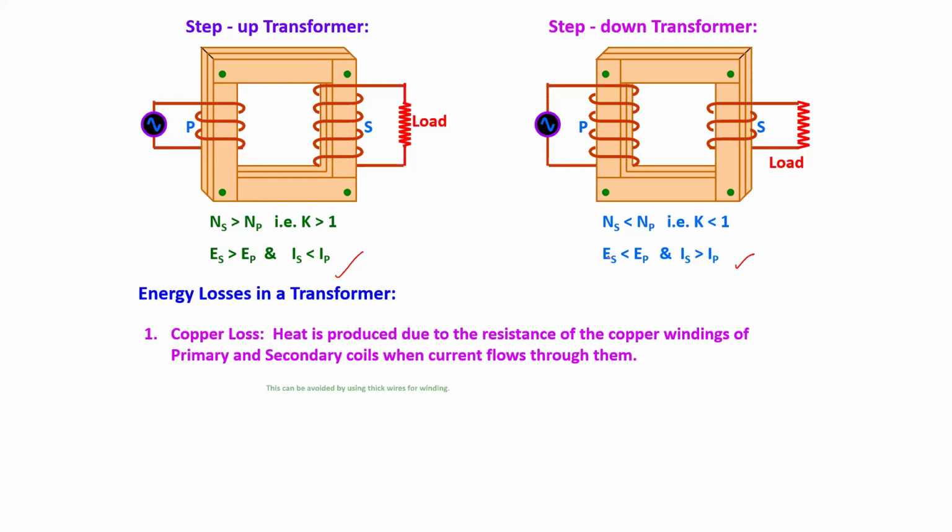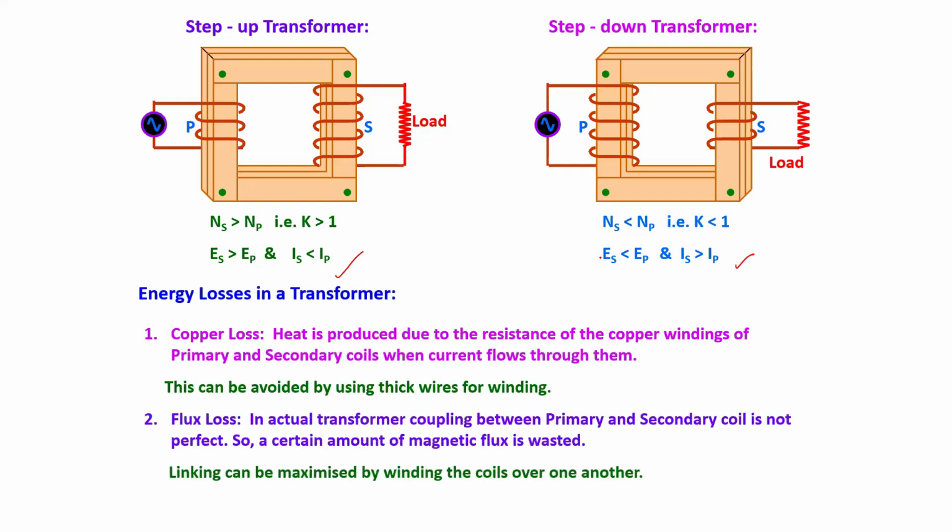Now, what about energy loss in a transformer? Energy loss in a transformer is because of several things. One is copper loss, the second is flux loss. The copper loss can be avoided by using thick wires for winding. Flux loss can be minimized by winding the coils one over another.